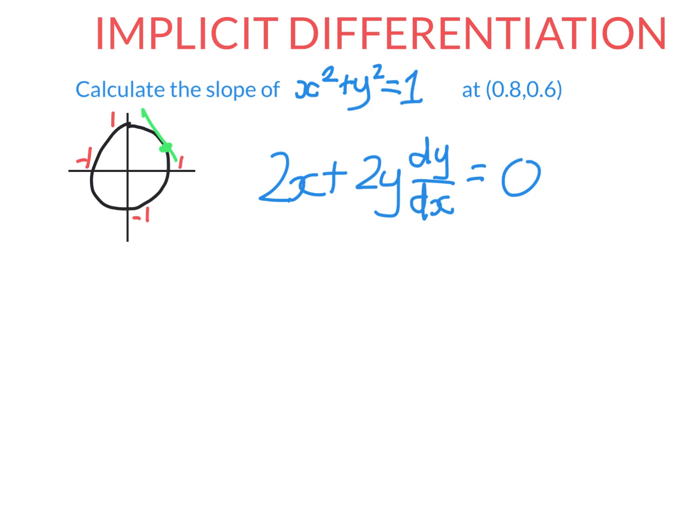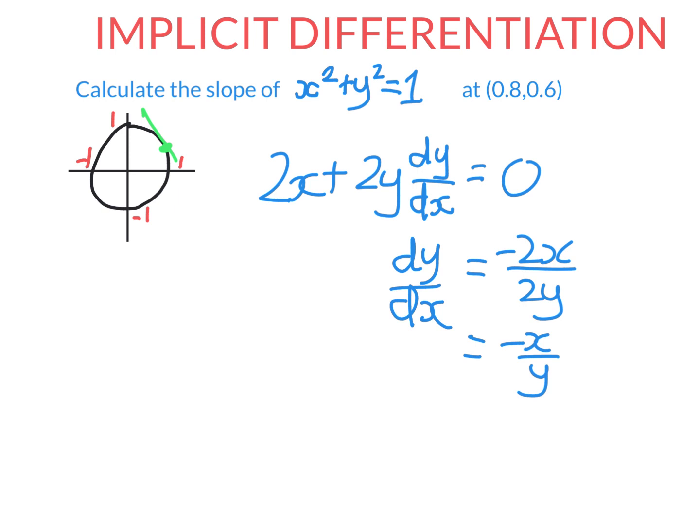So I want to get dy/dx by itself because I wanted the derivative. So in order to do that, I'm going to need to subtract 2x and then divide by 2y. Of course, the 2s cancel out. It's just negative x over y. That tells me the gradient function here. So at the point (0.8, 0.6), the gradient of the tangent, or the slope, is just going to be negative whatever the x value is divided by the y value, which is negative 4 over 3.